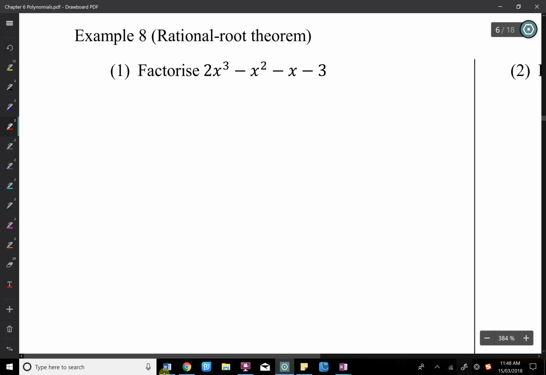We may use the rational root theorem when the coefficient of the leading term is not 1. When the coefficient of the leading term is not 1, we may think about the rational root theorem.